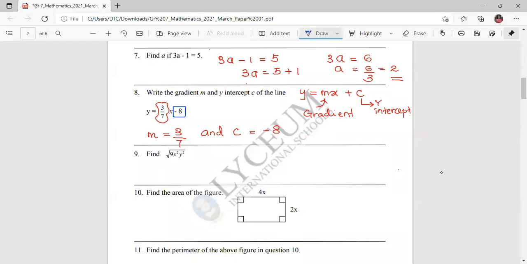Question number 9, you want to get the square root value. So we can do something like that. We can write 9 as 3 squared multiplied by x squared and multiplied by y squared. So how do you get the square root value? 3 multiplied by x multiplied by y. The final answer is 3xy.